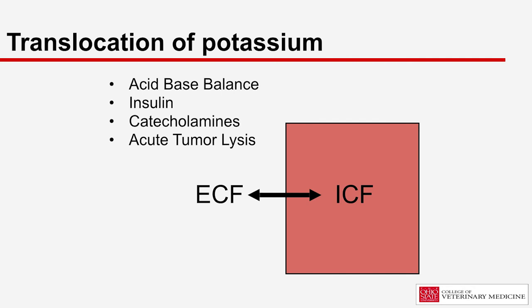Insulin is a great example of something that causes translocation of potassium from extracellular to intracellular fluid, because when you give that DKA patient insulin, not only do you drive glucose into the cells, you drive potassium into the cells. And as you've probably observed, if you've treated DKA patients, if you don't pay close attention to their serum potassium, they get hypokalemic very easily. So you've got to supplement them with potassium. Catecholamines also contribute to the movement of potassium intracellularly.